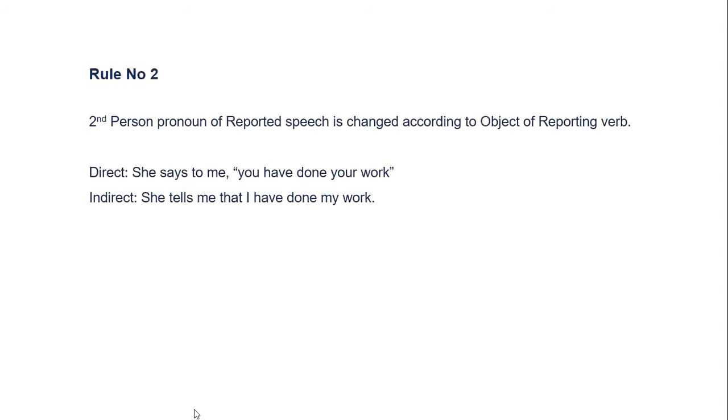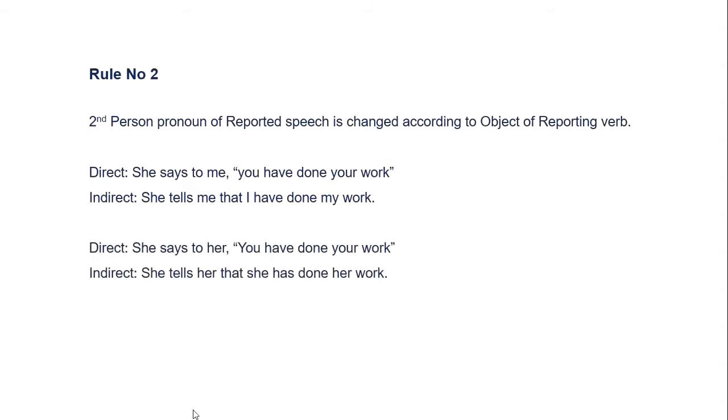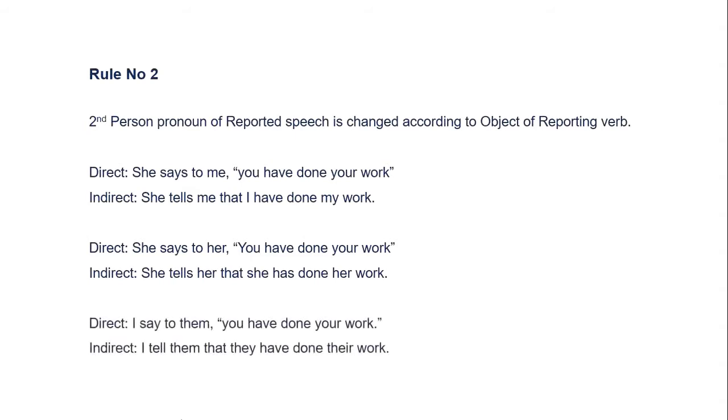Okay, let's see another example. She says to her, you have done your work. She tells her that she has done her work. Because her is a female figure, referring to a female, that's why you have to use the pronoun she. She has done her work. Okay, another example. I say to them, you have done your work. Here the reporting verb's object is them. I tell them that they have done their work.